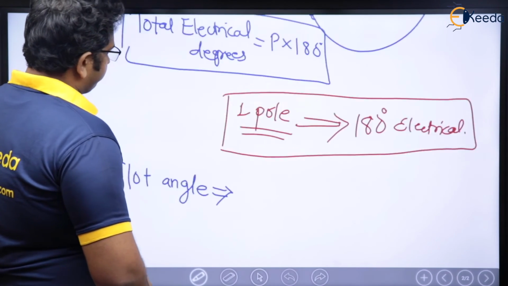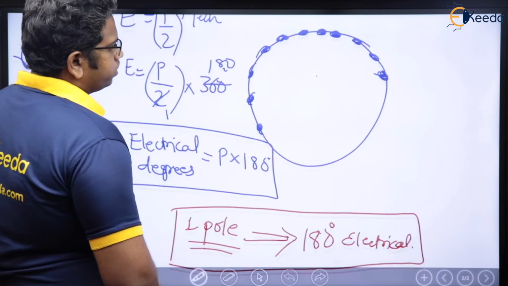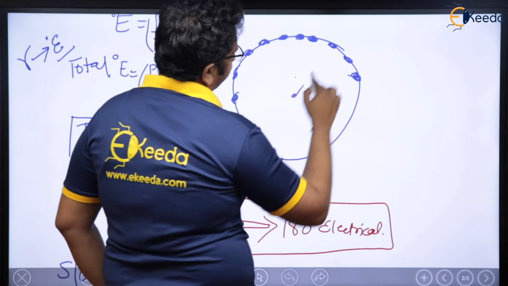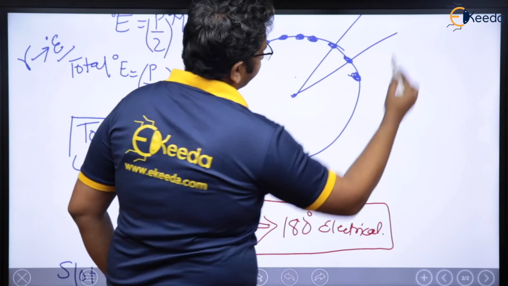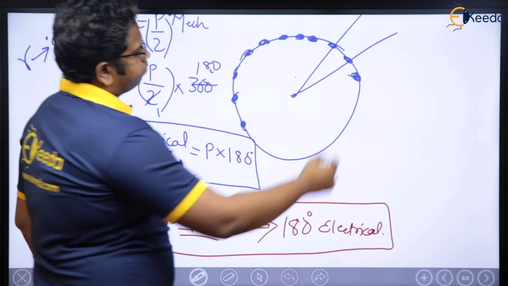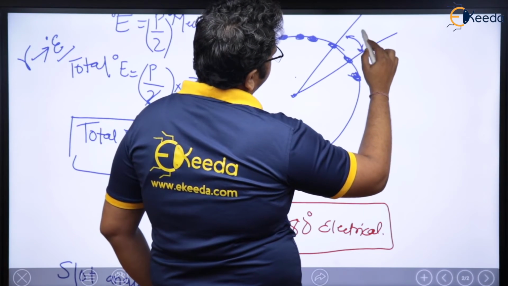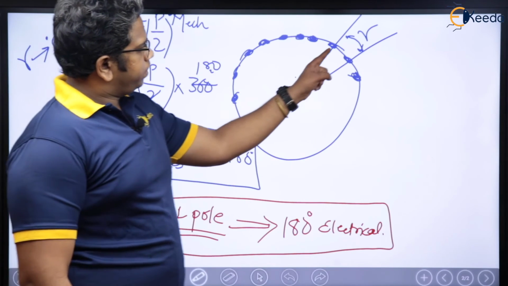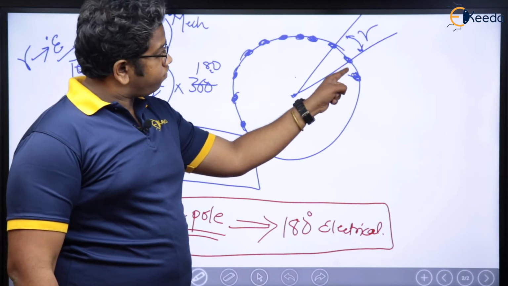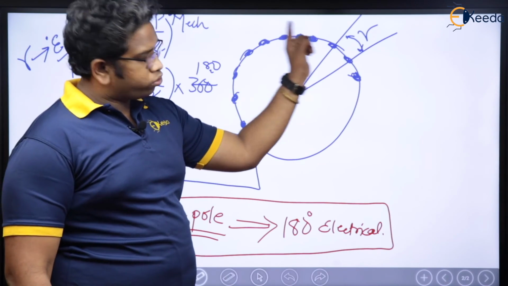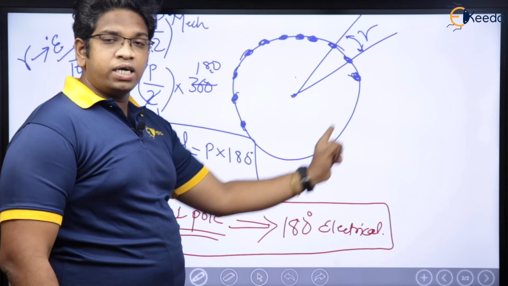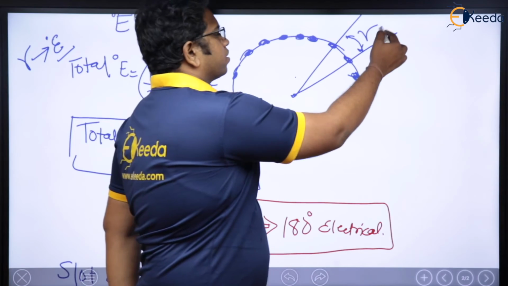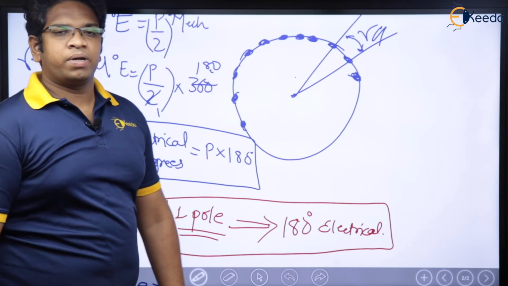See here. What is slot angle? First of all, let us say this is the center. These two adjacent slots: the electrical angle between these two adjacent slots is going to be the slot angle gamma. So if I am interested in this one, and I know the total electrical degrees, then just by dividing by the number of slots, I can get this gamma. Am I right or wrong?